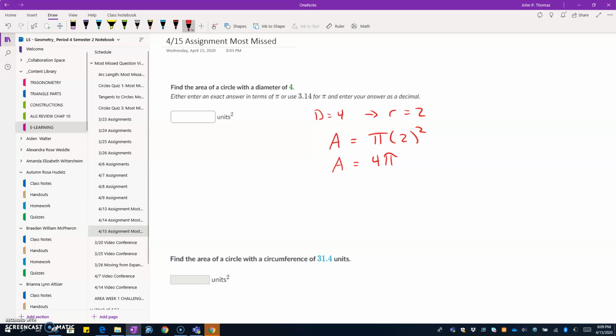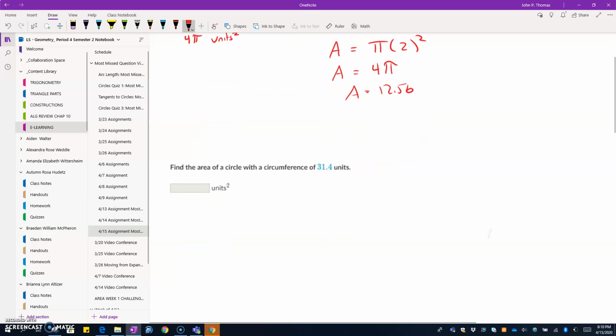Now we have to fight our urge to use the pi button on this because of how it's asked. So we're going to take our 3.14 times 4 and we'll get 12.56. Again, if you actually go with your calculator pi button, that's going to cause a problem in terms of how Khan Academy reads it. So again, the safest is really the 4 pi, but either that or the decimal answer is totally fine in this problem based on how it's written. So that was the first most missed problem.